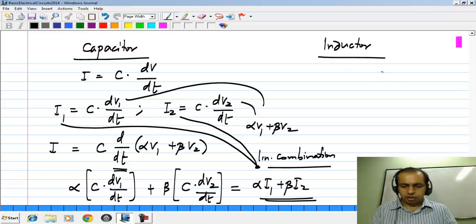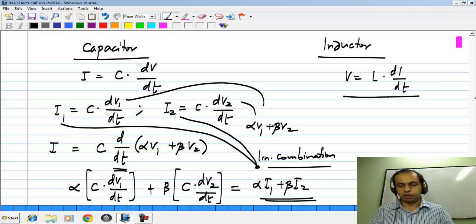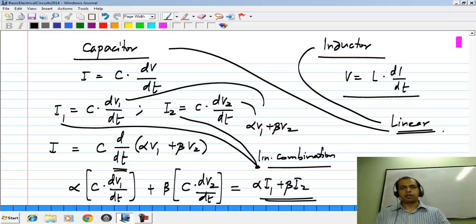Similarly, the inductor, which obeys this relationship, V is L di by dt, is also linear. I will leave it as an exercise for you to prove it. It must be again pretty obvious from the relationship. So both of these are linear elements. We will see linearity of whole circuits and how superposition applies to them. And it's not just a property, it's something which can simplify the solution of circuits.